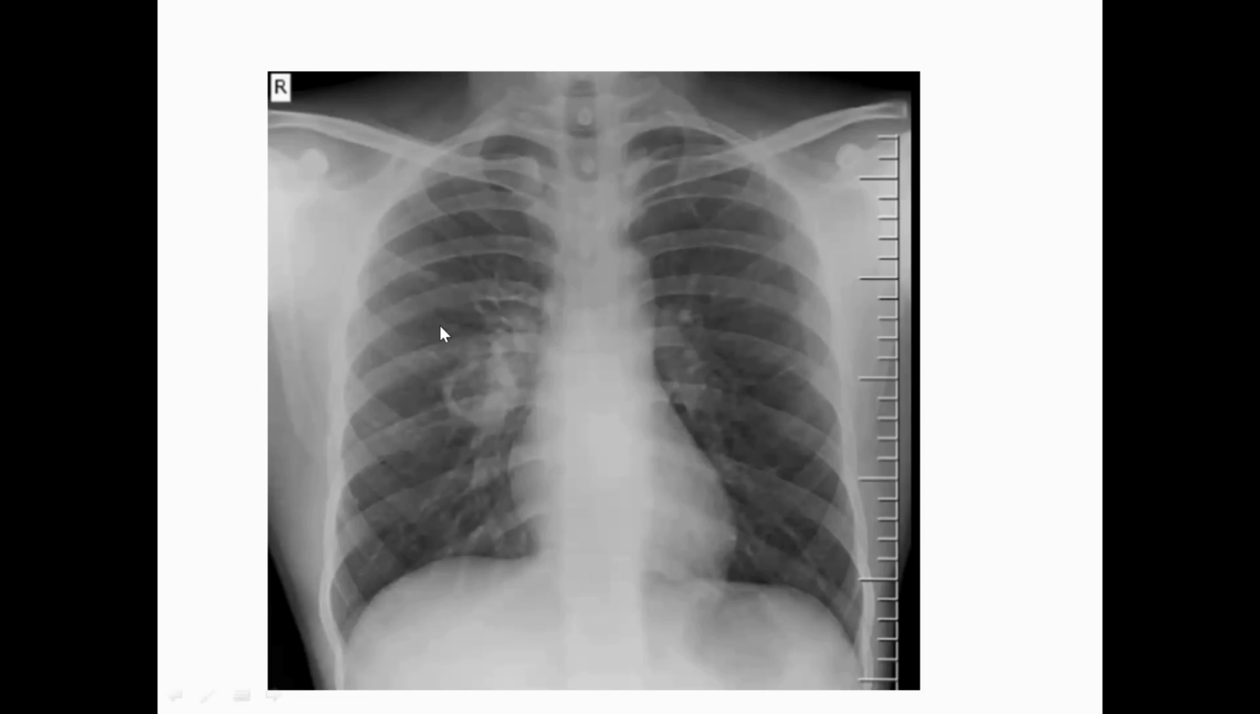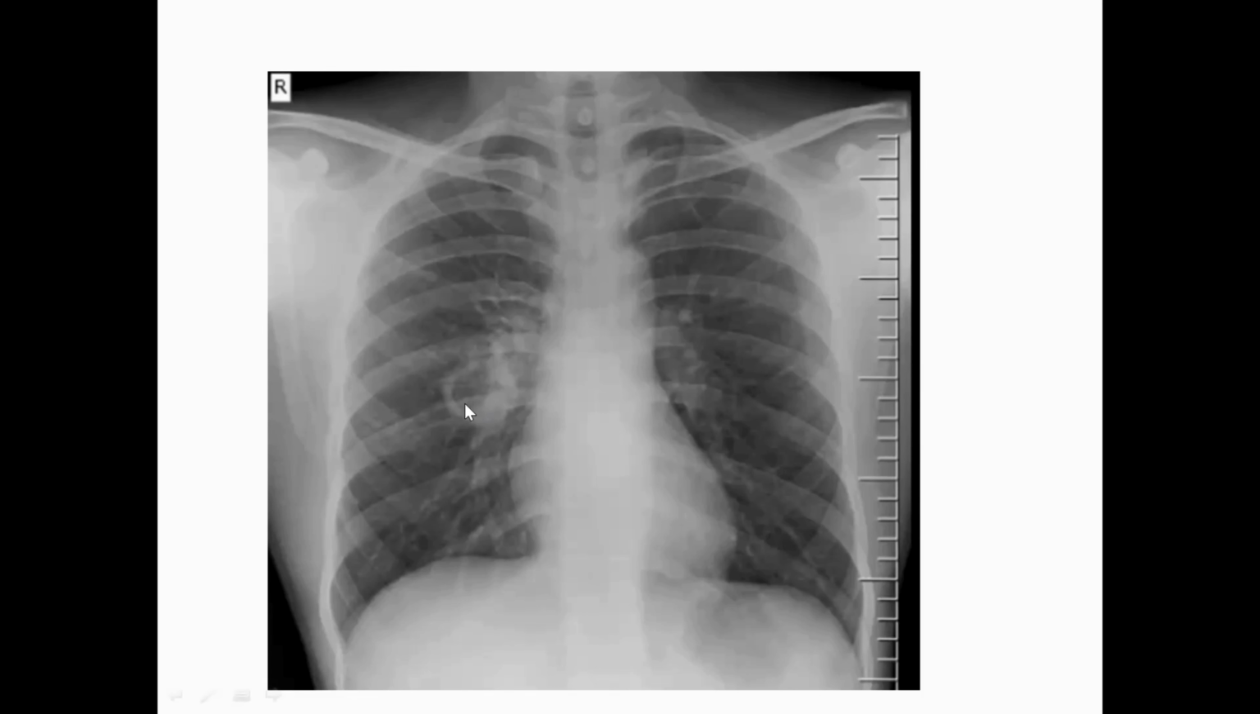If you come to the middle zone, how are we going to describe this? It is a well-defined thick wall cavitatory lesion, in the right parahilar region, or what we call the mid-zone of the right lung. Why did I say thick wall? Because if you measure this, it will be more than 4 mm. If it's less than 4 mm, we'll say thin cavitatory lesion. If it's more than 4 mm, thick cavitatory lesion.